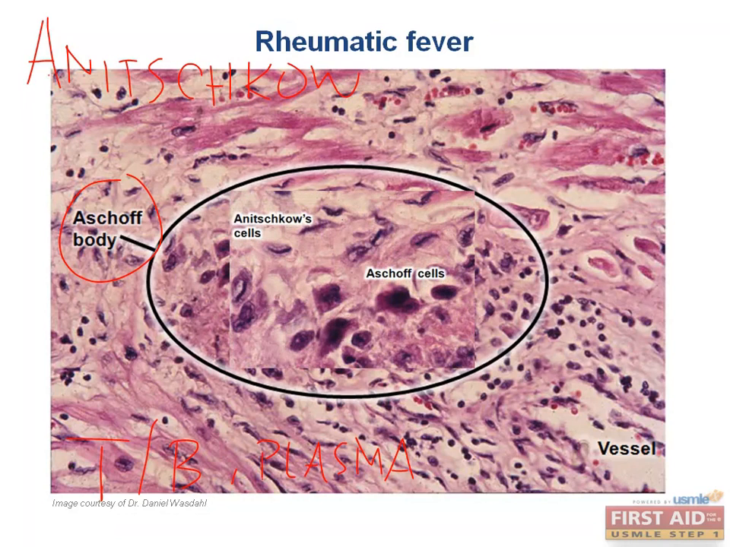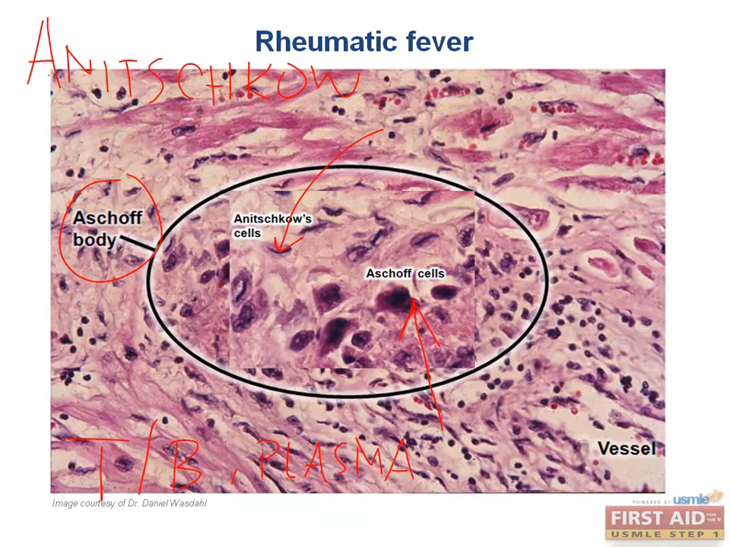Let's look at these cells a little bit closer. The Anitschkow cells are macrophages that have highly condensed chromatin within them. As you can see, these kind of look like little caterpillars, right? So these abnormal Anitschkow cells are just abnormal macrophages with highly condensed chromatin in a linear fashion that makes them look like caterpillars. Sometimes these are called caterpillar cells. When these abnormal macrophages with condensed chromatin fuse together, then you call them Aschoff cells.